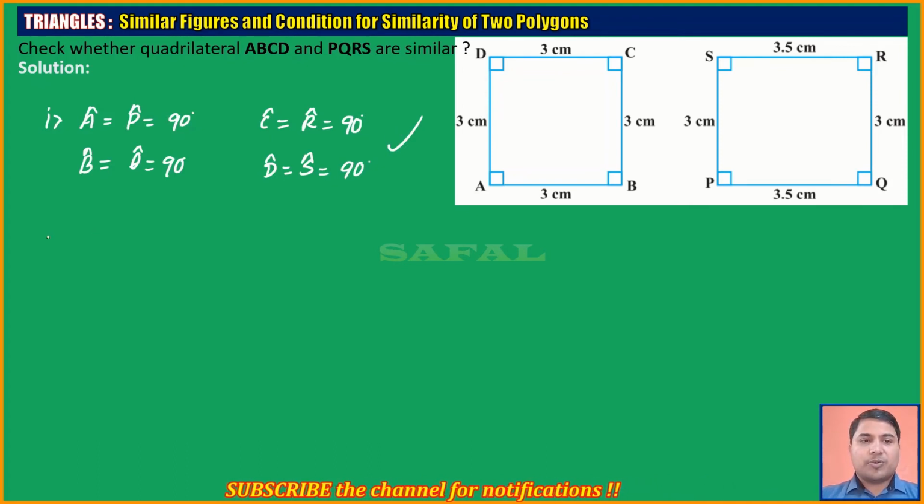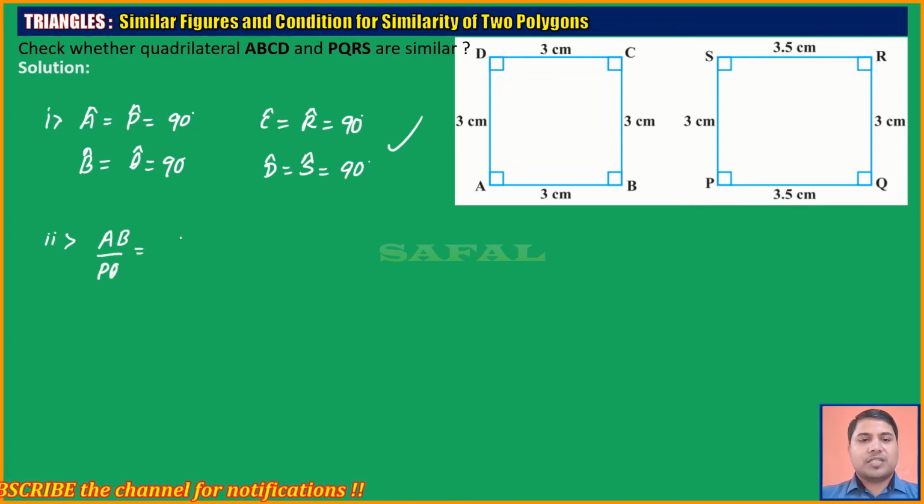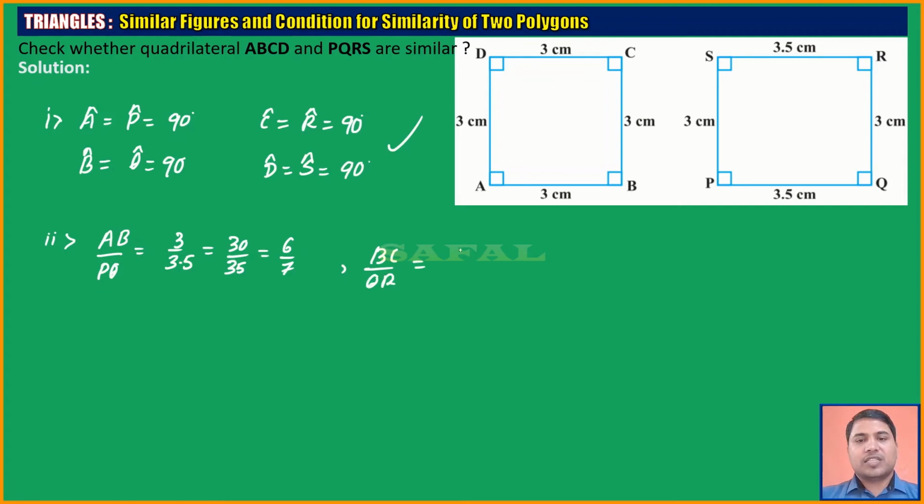Now let's check proportionality of sides. If I am checking the ratio AB by PQ, what am I getting? 3 by 3.5. Maybe I can say 30 by 35, and 5 6s are 30 and 5 7s are 35. So AB by PQ is 6 by 7. If I am looking at BC by QR, that is 3 by 3, which is 1.